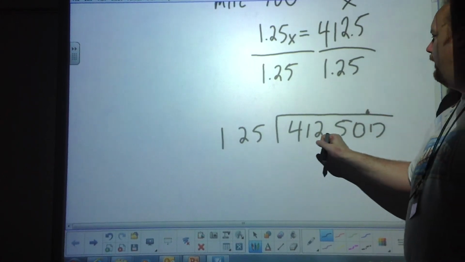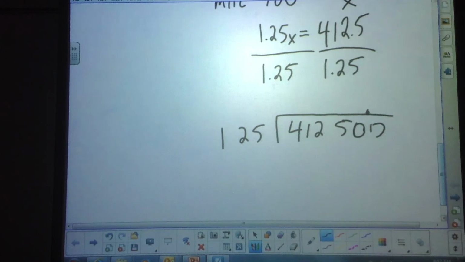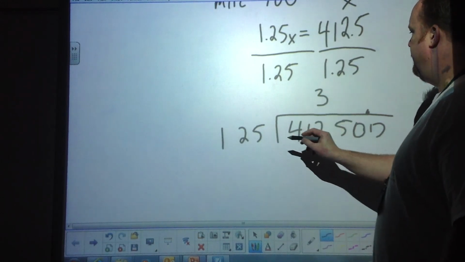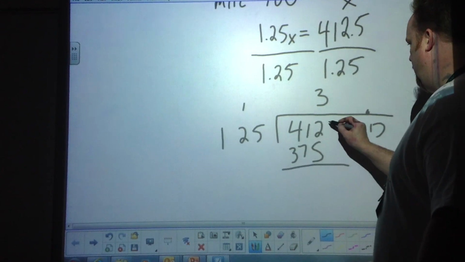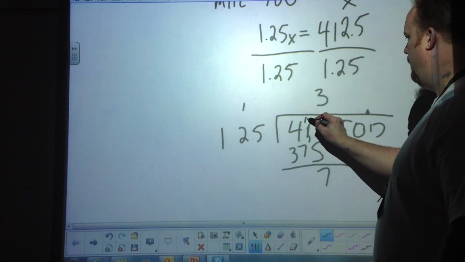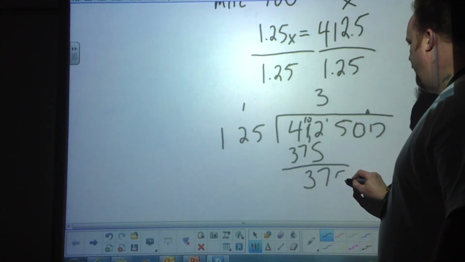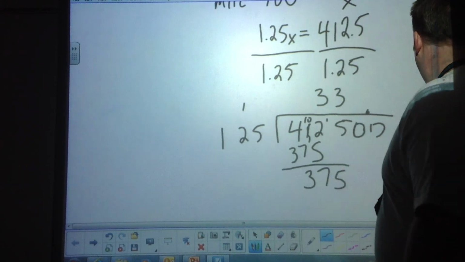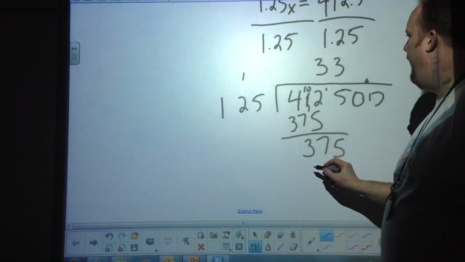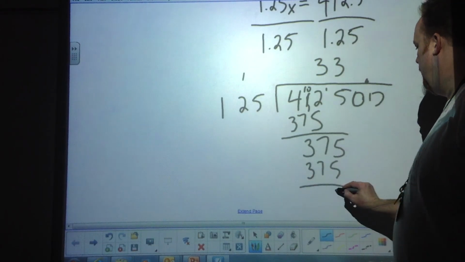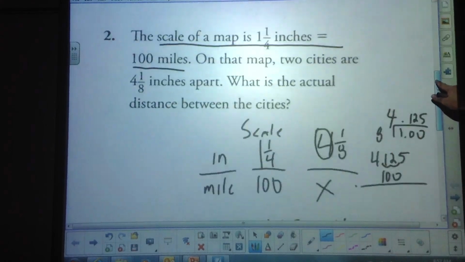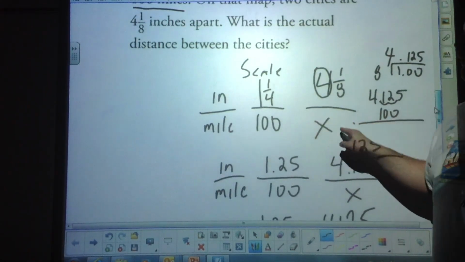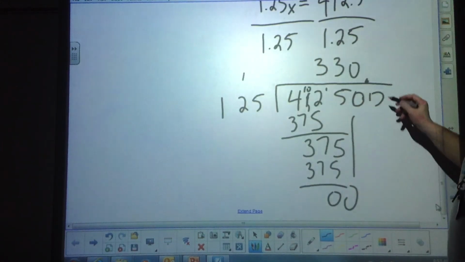41,250. This is going to go in here, what is that, about 3 times? Let's try it on. A humdinger. 330. Now, that's not the end. The answer is, what is the actual distance? Because we were looking for miles, we need to make sure we put that unit on there. So the answer is 330 miles.